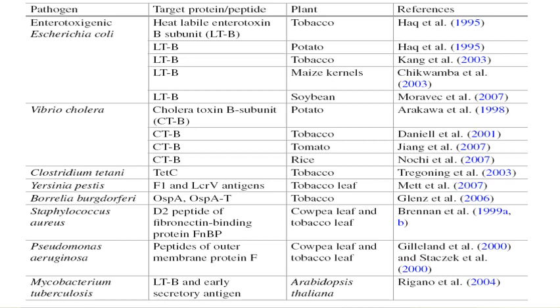The first one is enterotoxigenic E. coli, and for that the plant-based vaccine was made using the enterotoxin surface protein, the labile enterotoxin B subunit protein, which was produced in various plants like tobacco, potato, and maize kernels, and that was successful for treating the problems caused by enterotoxigenic E. coli. Another one is Vibrio cholerae, which causes the disease cholera.